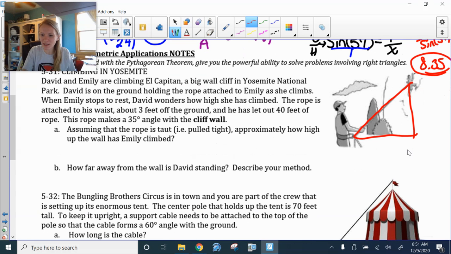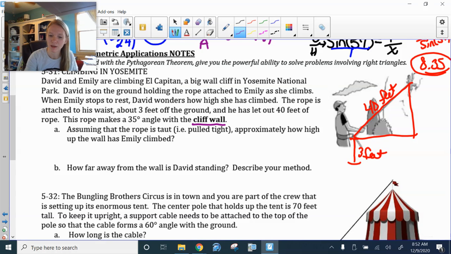The rope is attached to his waist about 3 feet off the ground. Hey, we've done these before. Normally it's to the eye level that we've made our triangles. Now we're just going from the waist down. So about 3 feet off the ground, and he has let out 40 feet of rope. So the rope is 40 feet long. So that's actually this number. The rope makes a 35-degree angle with the cliff wall.